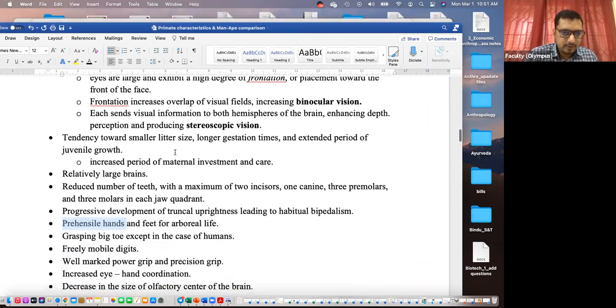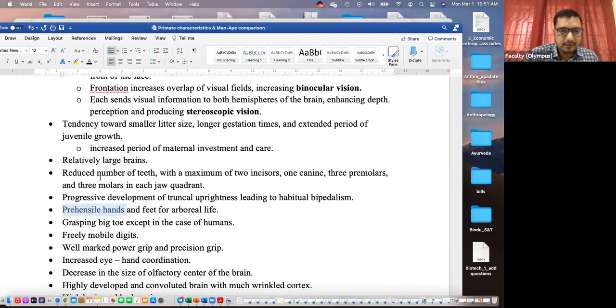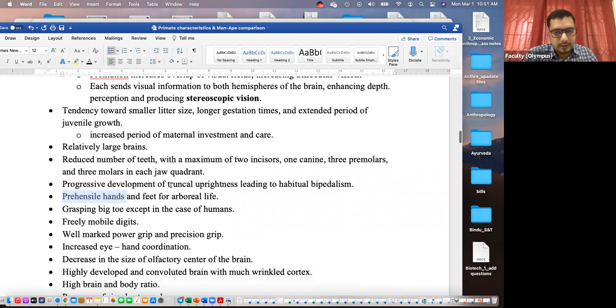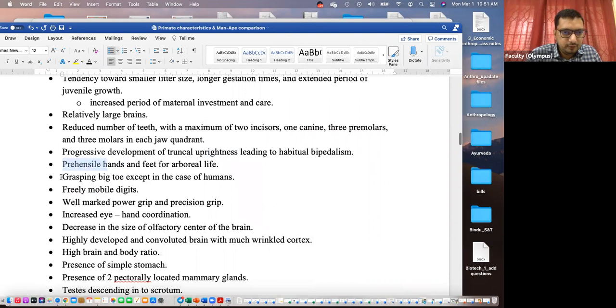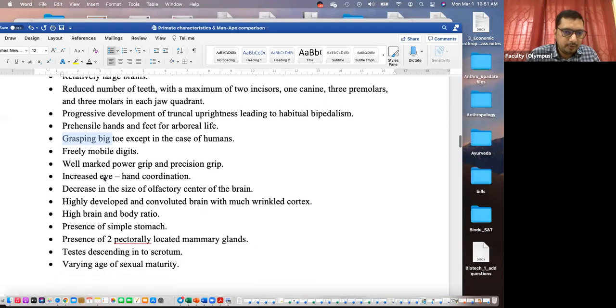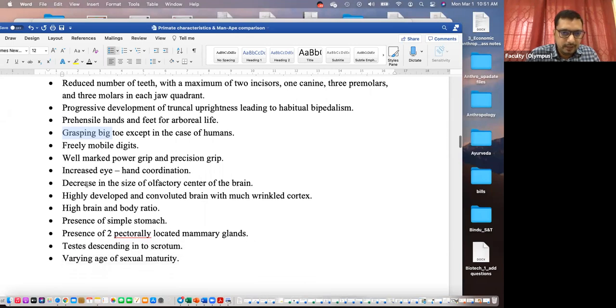Otherwise, what else? Reduction in teeth number, we talked about. Gradual uprightness, we talked about. Prehensile hands. A few things that I'm comparing, like a grasping big toe, differ between primates, apes, and humans. I'm going to talk about them later. Brain development also I'm going to focus on, so you can add these points later.